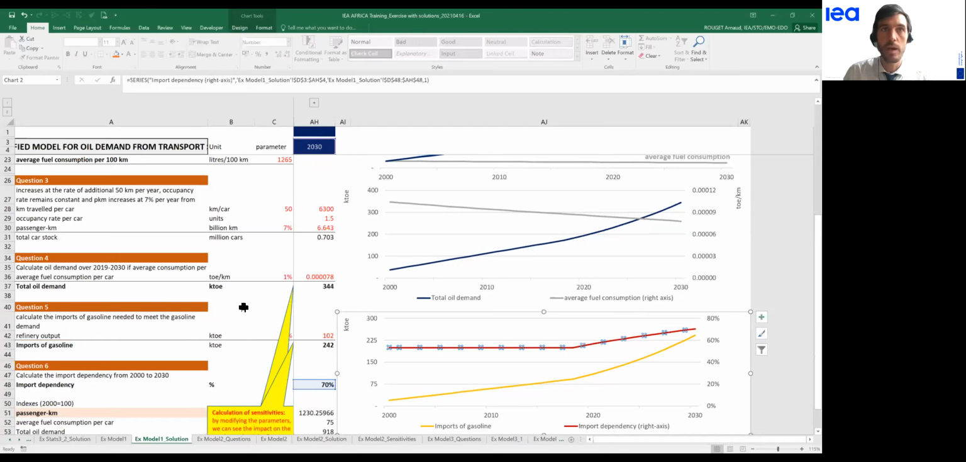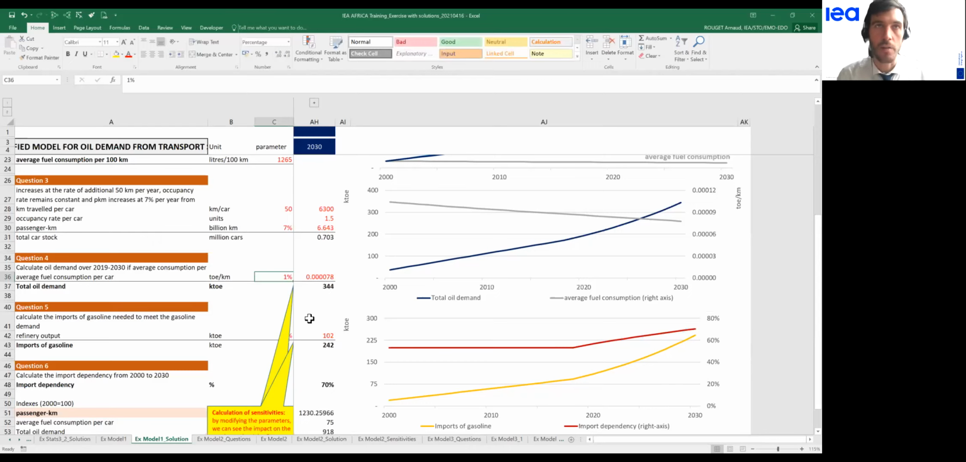And here, since we have entered some assumptions and hypothetical parameters, we can play with them and change them to see the impact. So for example, on our base case, dependency on imports is at 70%, which is very high, and the country would be super dependent on overseas imports. What if the energy efficiency improvements of the car fleet are higher?